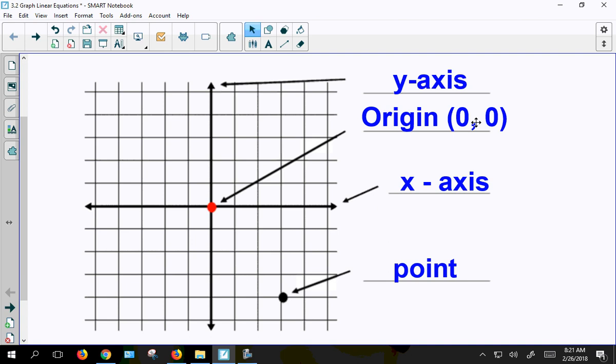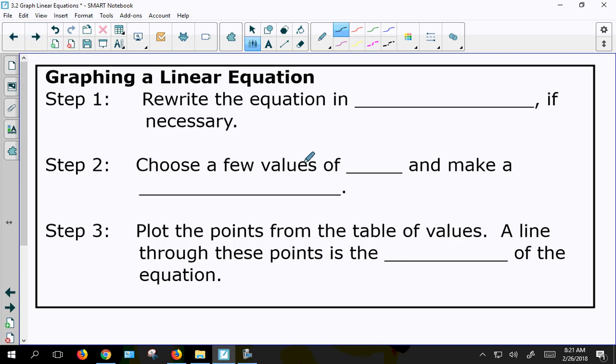So if I want to tell you what that point is, I'm going to say things like 1, 2, 3, 3, 1, 2, 3, 4, negative 4. Okay, the X is always first, just like in the alphabet. X is always first. I go over 3, I go down 4. This is how we can communicate on a two-dimensional plane. Okay.